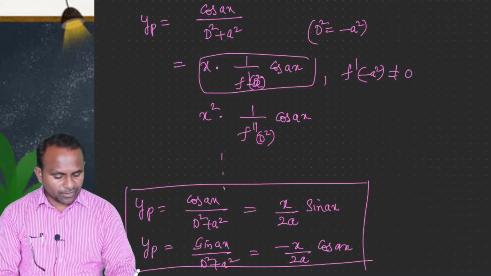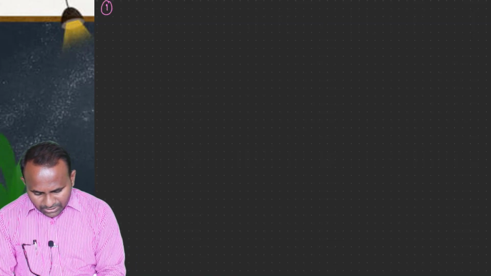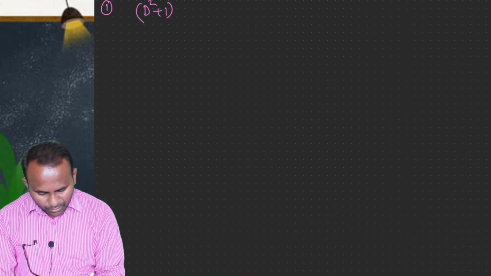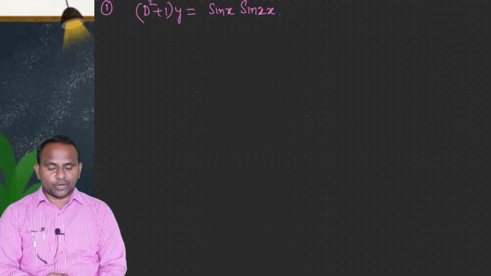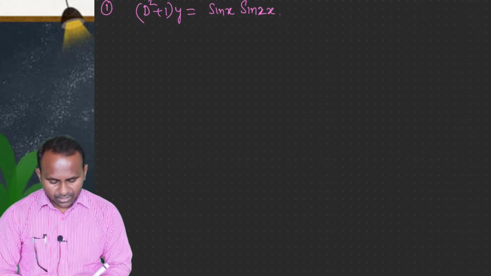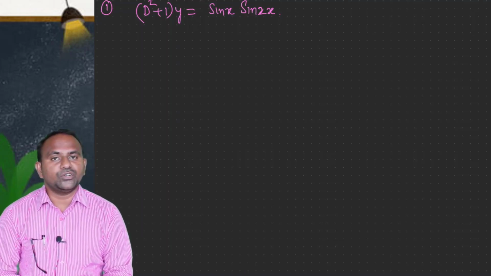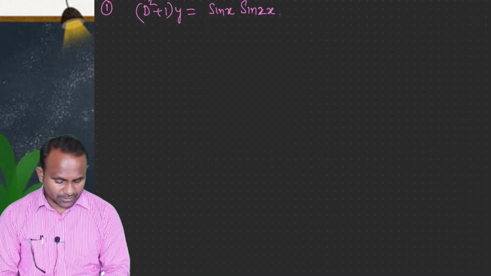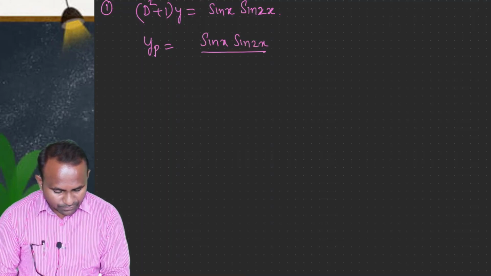So we'll see some supportive examples depending upon these sine or cosine functions. Let me give you a question: d square plus 1 of y is equal to sin x into sin 2x. So there is a product of two sine functions. In this question, I'm not concentrating on your complementary function, because you are all aware of it. I'll be only finding the particular integral, which is sin x into sin 2x over d square plus 1.